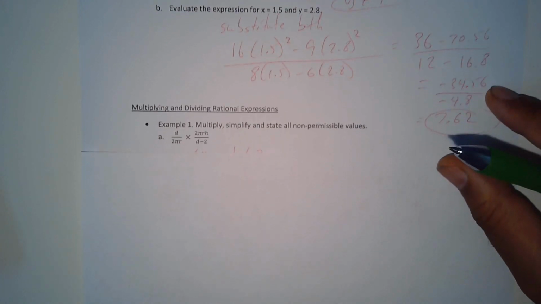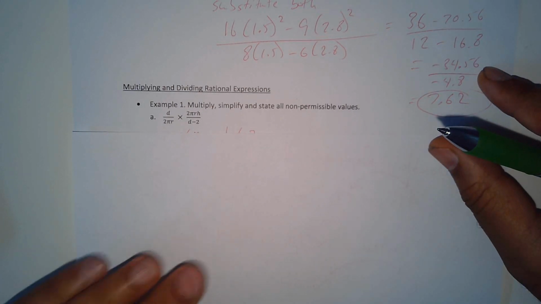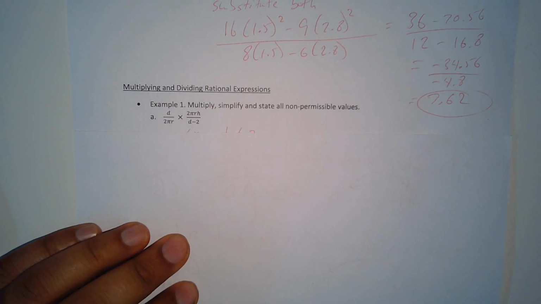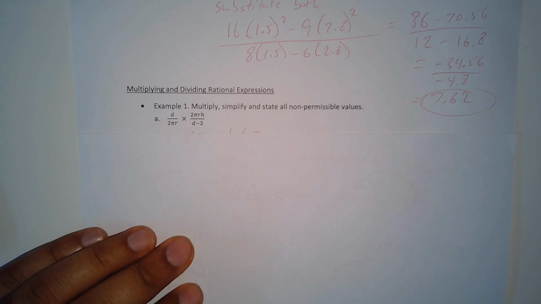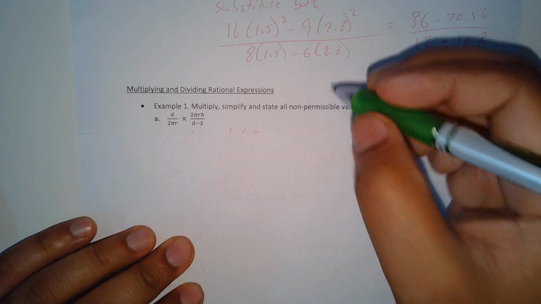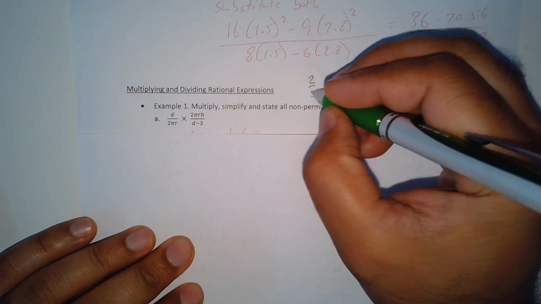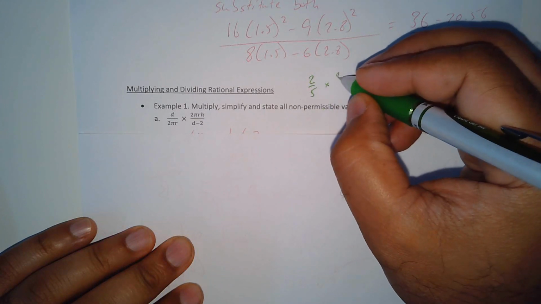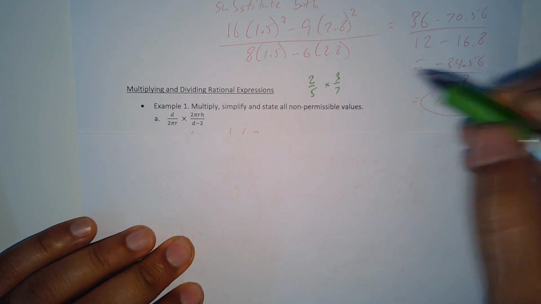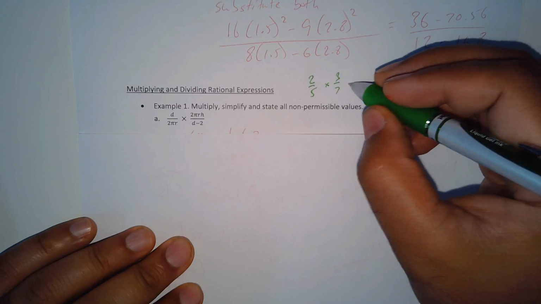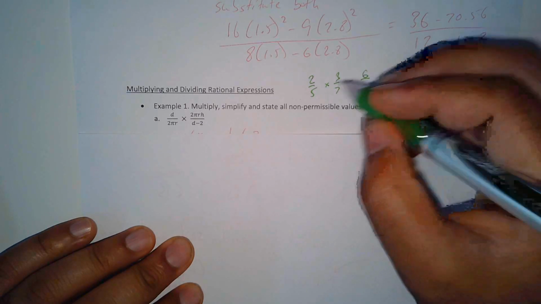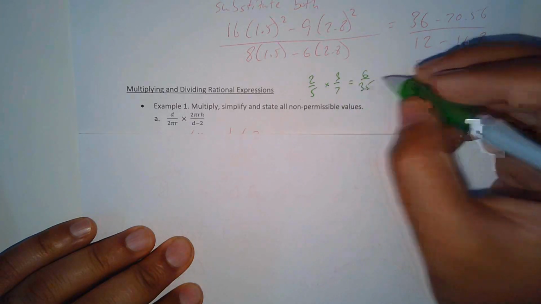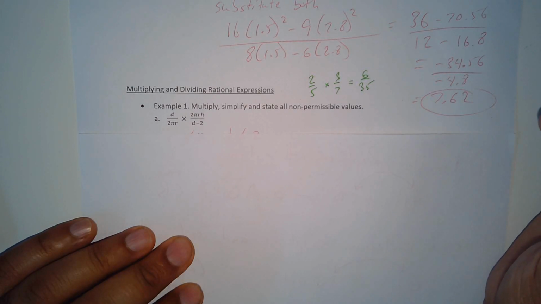Okay, so we're looking at multiplying and dividing rational expressions. When we multiply fractions, let's say we multiply 2 over 5 by 3 over 7. The tops always multiply and the bottoms always multiply. Okay, and so the same is true here.